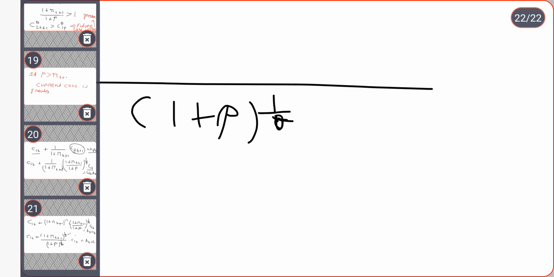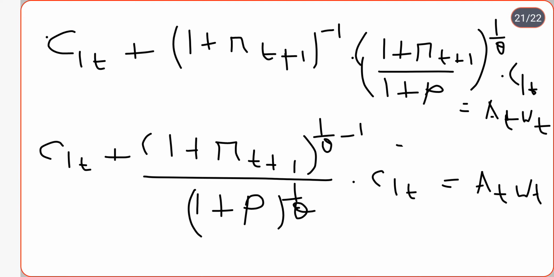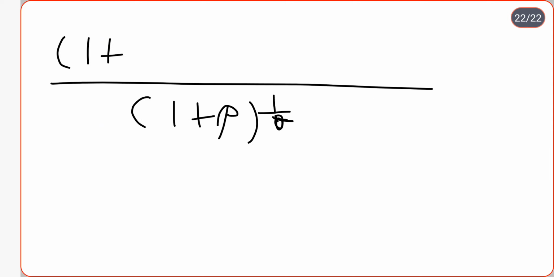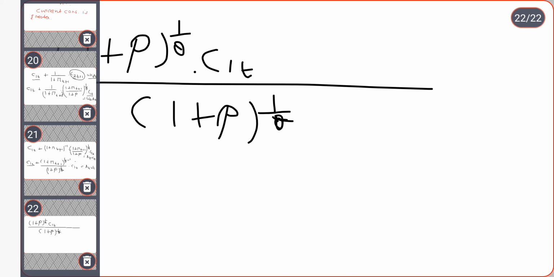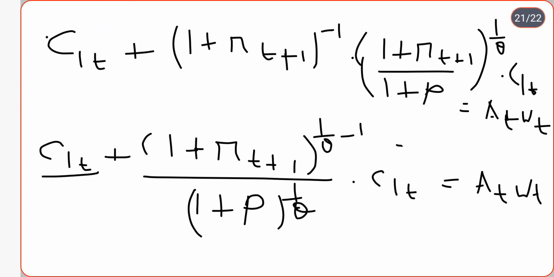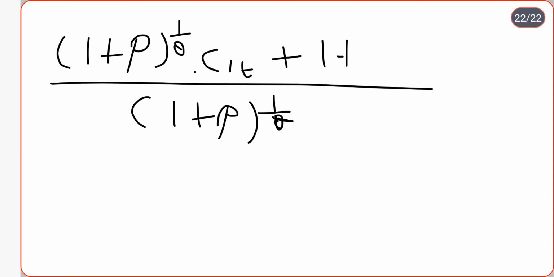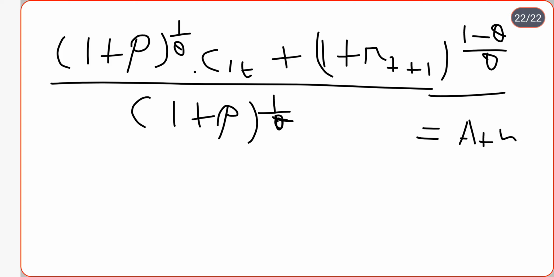And c1t will be multiplied with it. I know you know the basic addition, all of you know it. So 1 plus rho to the power 1 by theta will be multiplied with c1t, and 1 plus rt plus 1 to the power 1 by theta minus 1 will be nothing but 1 minus theta by theta. So I may write it as 1 plus rt plus 1 to the power 1 minus theta by theta, and in the right hand side we have 80 wt.